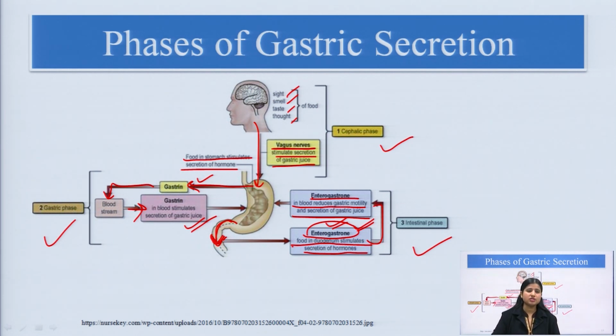Yes, it starts from the cephalic phase with the thinking of the food and ends when the food has reached the small intestine, which is called the intestinal phase, with the help of enterogastrone. So, this is the whole mechanism. I hope this is clear to all of you about the phases of gastric secretion.